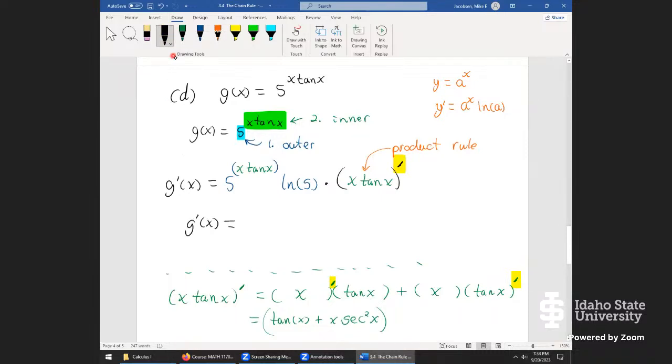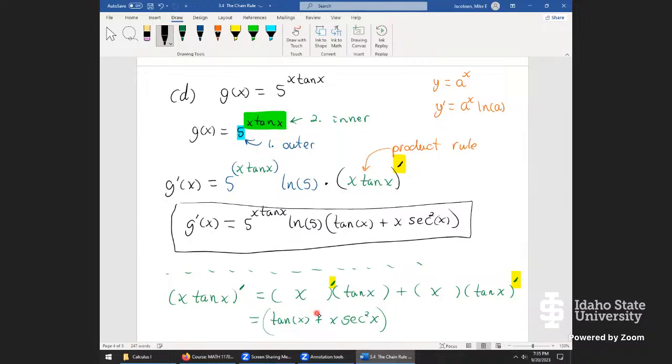The derivative of g at x is 5 to the power of x tangent x, multiplying natural log 5, and now multiplying this whole function right here, derivative of x tangent x. We'll need parentheses because of the addition. It turned into tangent x plus x secant squared x. I'm going to box this one out because I have work above and below, but that box is the end of result for our problem. Any questions at all, folks, on running through this result here?